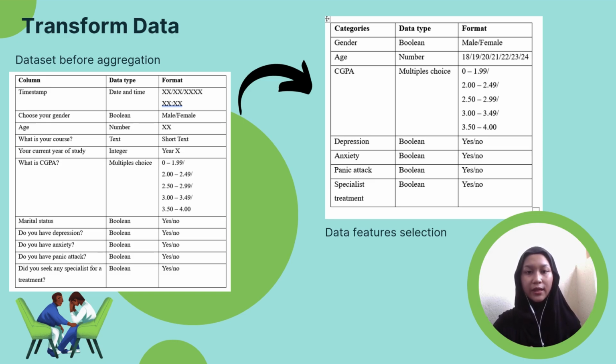For the feature selection process, I selected several characteristics that were suitable for the analysis variables that I wanted to critically analyze. Among the characteristics that I chose to use as critical analysis variables were gender, CGPA, depression, anxiety, panic attack, and specialist treatment.